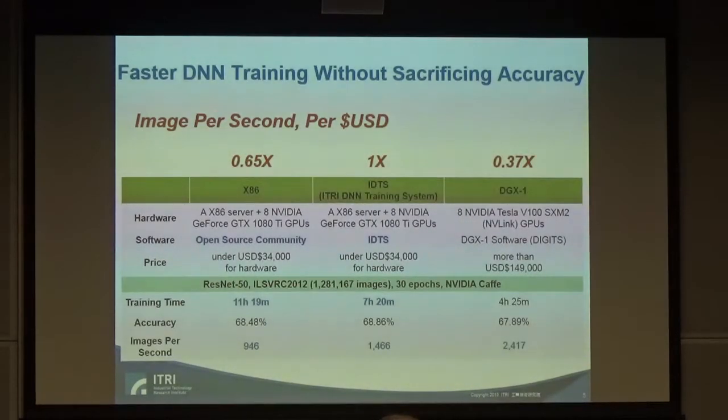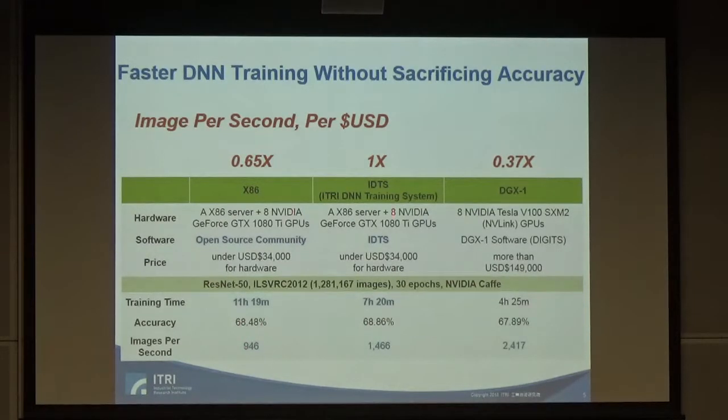Our experiment for faster training. You can see that there are three environments. First, the current x86 is a GPU server with eight 1080 Ti GPUs, and we train with NVIDIA's Caffe, a DNN framework. We train a ResNet-50 neural network on ImageNet, about 1 million images, for 30 epochs. We can reduce the training time from 11 hours 90 minutes to 7 hours 20 minutes, and also keep the accuracy at 68.